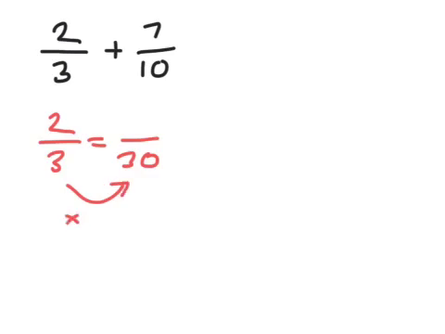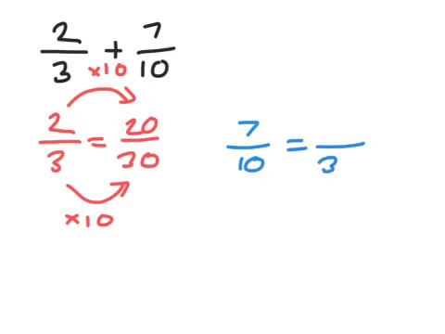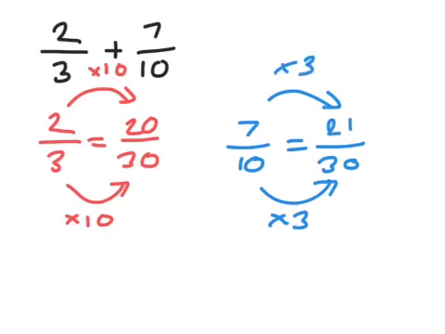Well, 3 times by 10 gives us 30, so I also multiply the 2 by 10, gives me 20/30ths. Move on to the 7/10ths, convert that also into 30ths. 10 times by 3 is going to make 30, so 7 3s are 21, which leaves me with two fractions that are out of 30. So I've got 20 out of 30, add to that 21 out of 30.